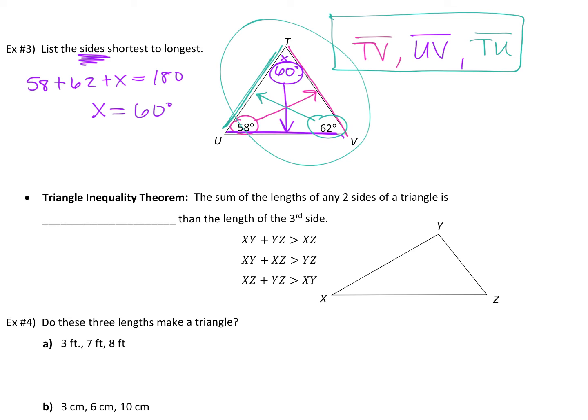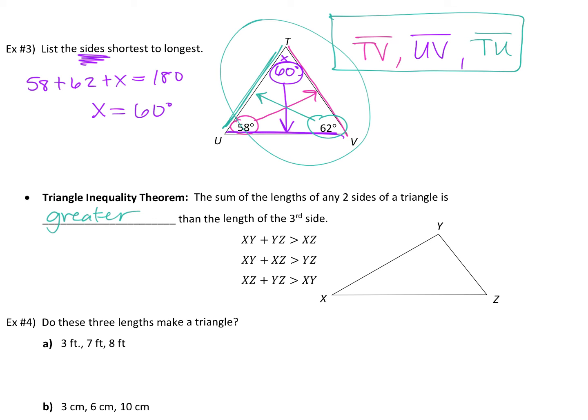Okay, so there is another theorem. It's called the triangle inequality theorem. And basically what this one says is the sum of the lengths of any two sides of a triangle is greater than the third side by itself, okay?